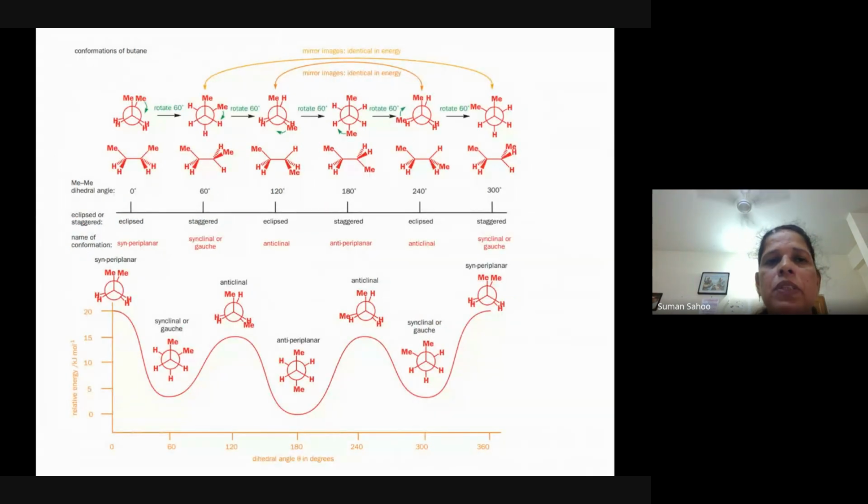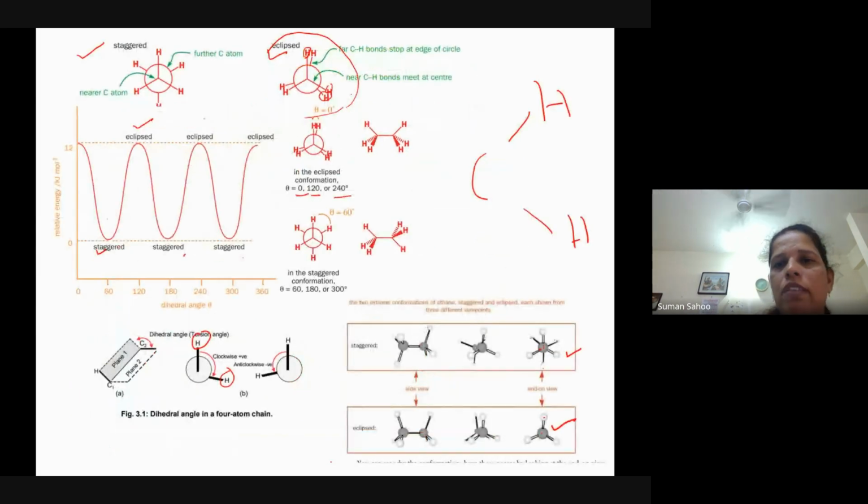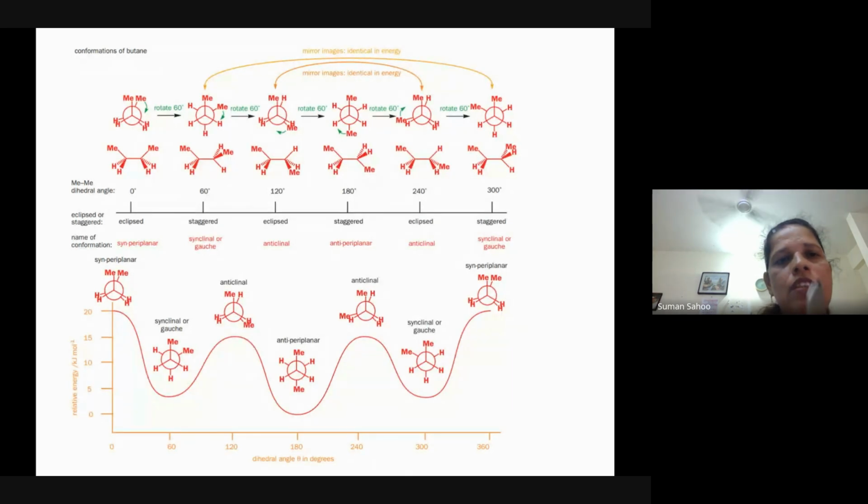So next comes the conformation of butane. In n-butane we have 4 carbons, whereas in ethane you have only 2 carbons. And you have other hydrogens here. So you just look through this carbon-carbon bond.